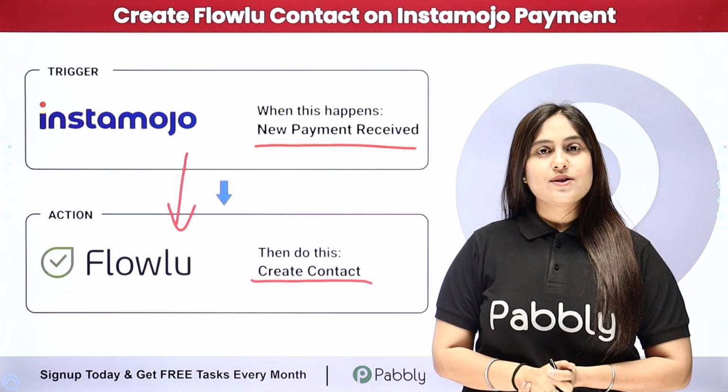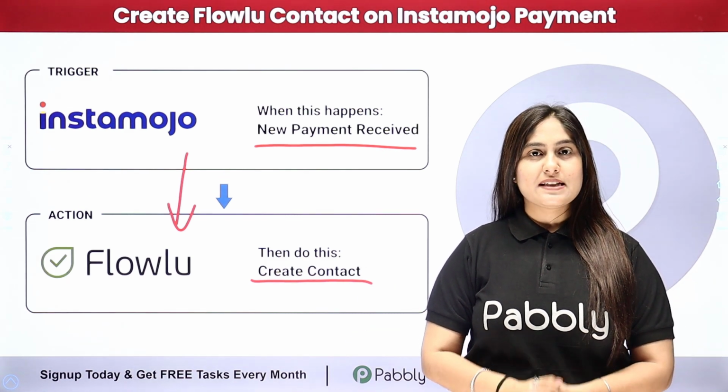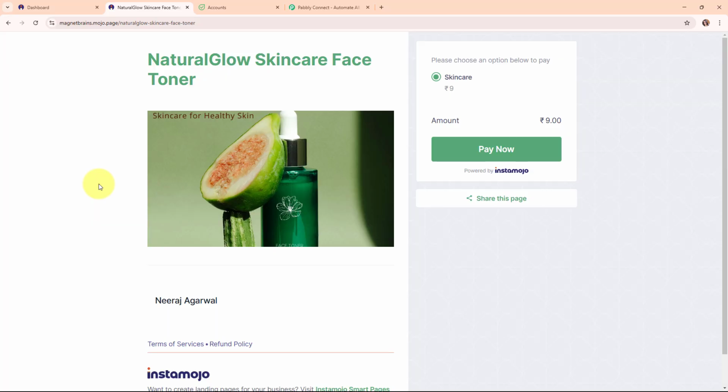So to see the working of this automation and to learn this process step by step, let me take you to my screen. Welcome to my screen. So in this video, I'll show you how to automatically create a Flowlu contact whenever a payment is made on Instamojo. This integration helps you keep track of your customers effortlessly and manage your business more efficiently.